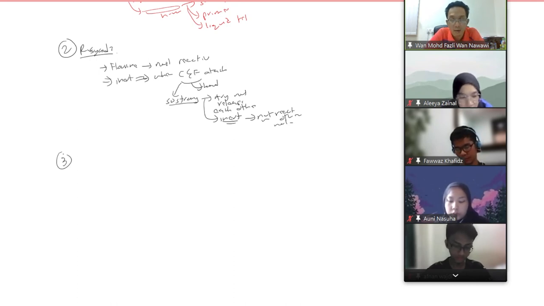Number three. Tell me about the dual nature of soap and how it helps to remove the grease in the plastic container. Okay, so I want to see whether you recap or not. Tell me about the dual nature of the soap and how it can be used to remove the grease on the plastic container. Anyone?